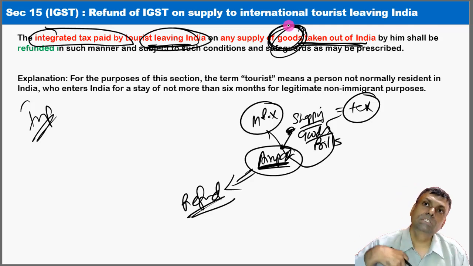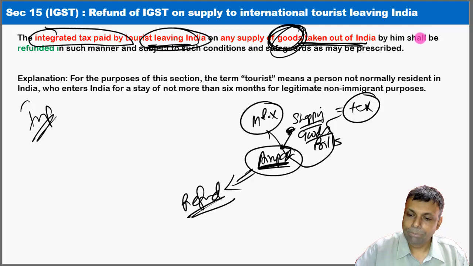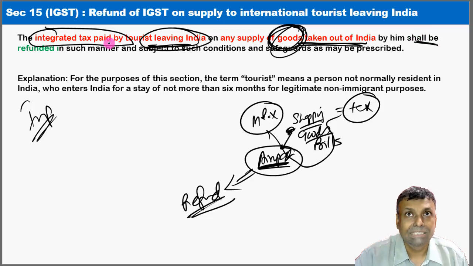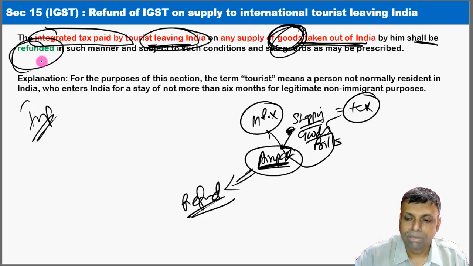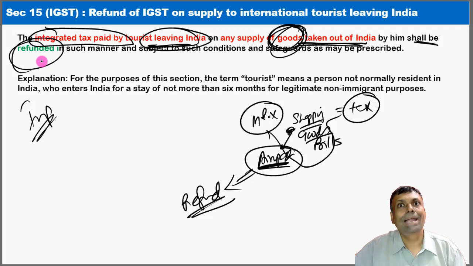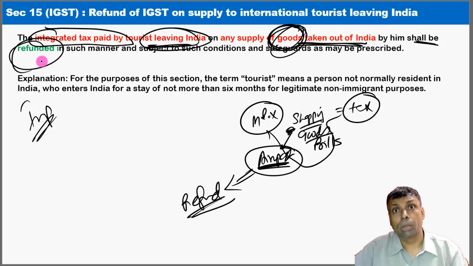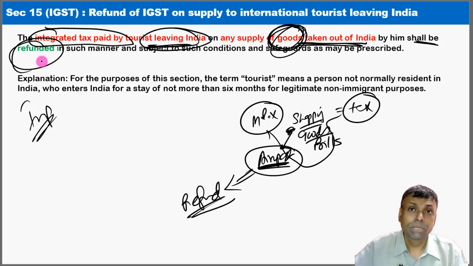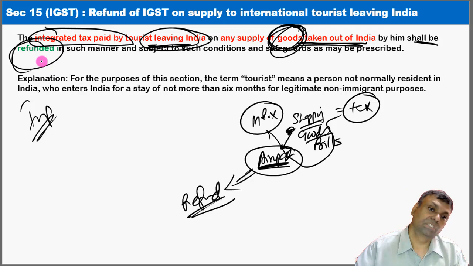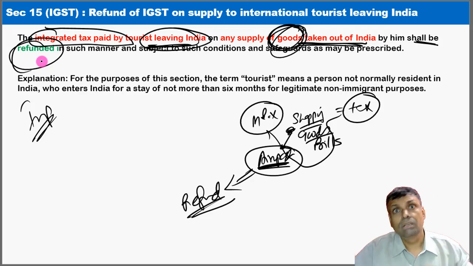So, when the tourist goes outside India, whatever IGST the tourist has paid will be refunded back to him. But it has to be backed by an appropriate documentary trail: when he did the shopping in India, that tourist should have got the GST bill, and it has to be correlated that the goods he purchased are the same goods he is taking back with him outside India.